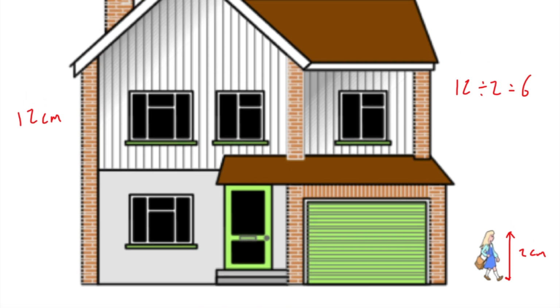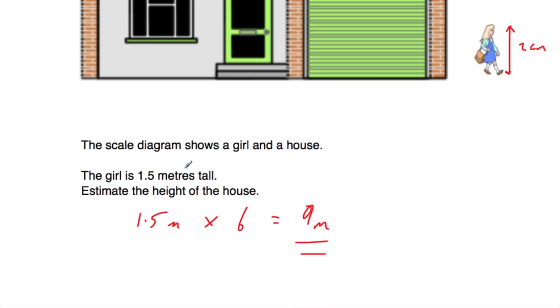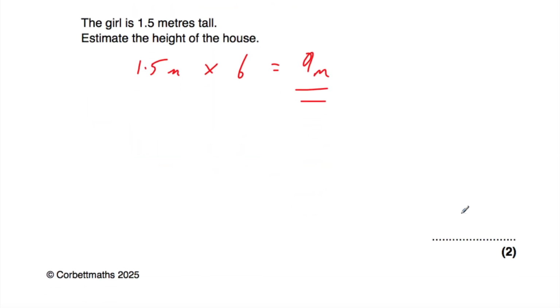And that's it. Just to recap, I measured the height of the girl on the paper to be 2 centimeters and the height of the house to be 12 centimeters. I divided the height of the house by the height of the girl in centimeters, and found that was equal to 6. That means the house is 6 times larger than the girl. Because it's to scale, in real life the house would be 6 times taller than her height. So I would do 6 times 1.5, and that's equal to 9. So 9 meters.